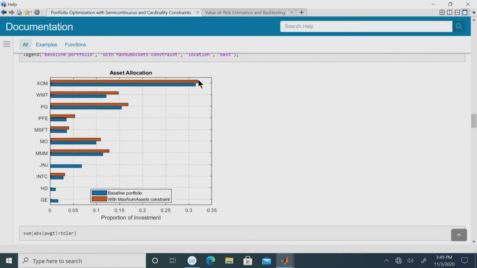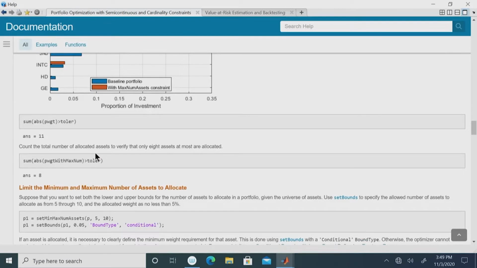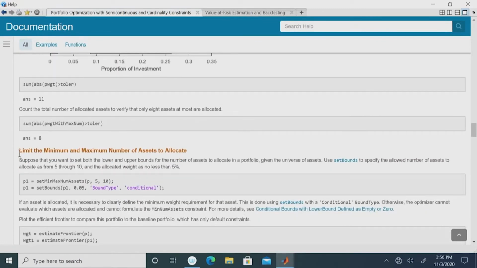And of course, the values that you have here on the x axis give us the exact weight for the allocation. Okay. So, now what you do is the following. So far what we have done is we looked at the constraint on the weights, and we have set a limit on the maximum number of assets. Now, this means that on the cardinality, or the number of assets, the bound that has been set is an upper bound. So, accordingly we limit the minimum and the maximum number of assets to allocate. We now set bounds to specify the allowed number of assets to allocate.